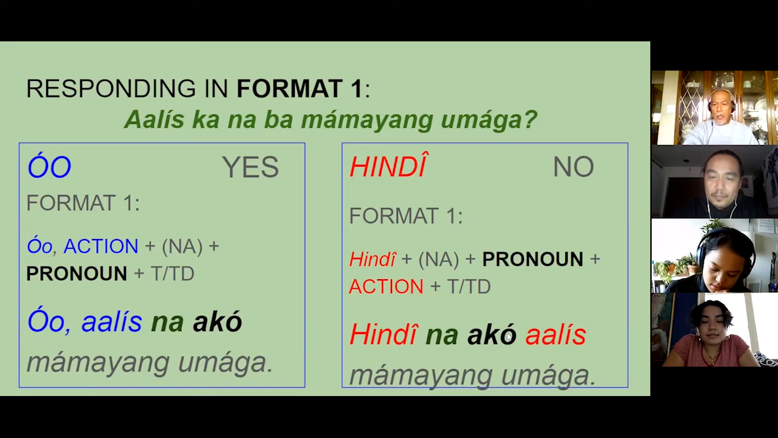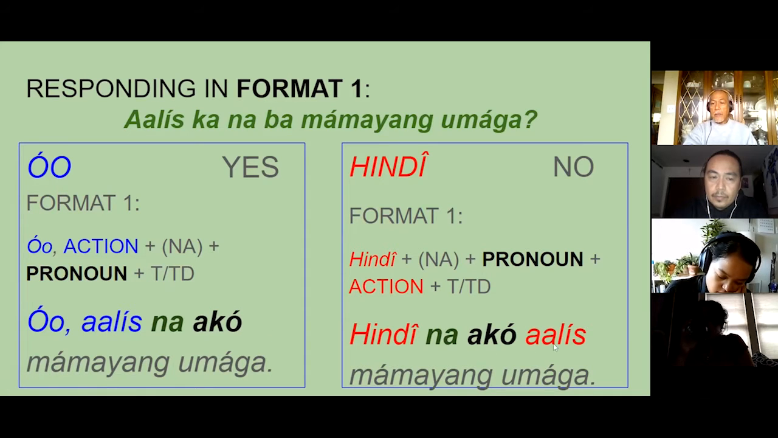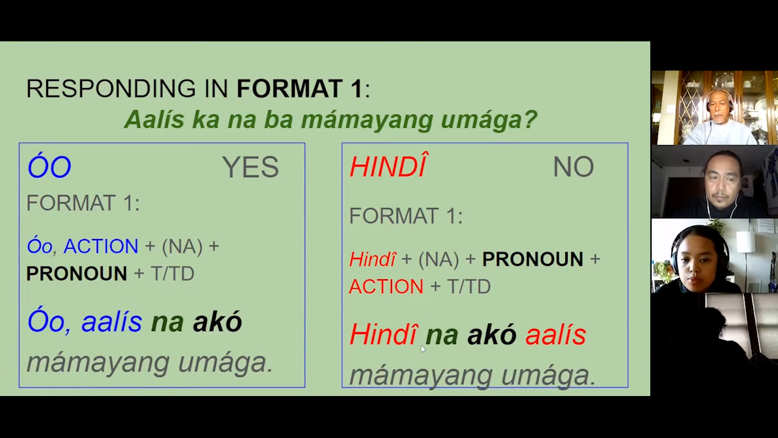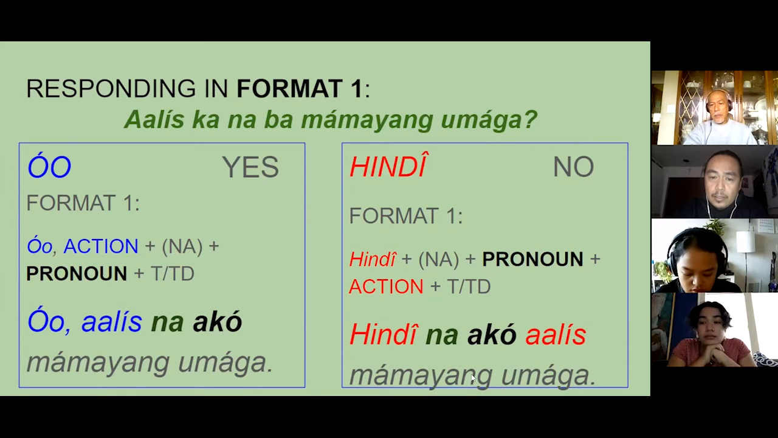All right. So for the hindi format, this is where it goes differently. Hindi na ako aalis. What is the difference in oo and hindi? What do you think is the difference in the format? Where the verb is in relation to the pronoun. Yeah, so it's the verb, yes. In the yes, you have the verb head. In the no, you have the verb after the pronoun, right? So you say, aalis ka na ba mamayang gabi? Hindi na ako aalis mamayang gabi. If it's yes, oo, aalis na ako, right? So that's the only difference in the yes, no in format one, okay?